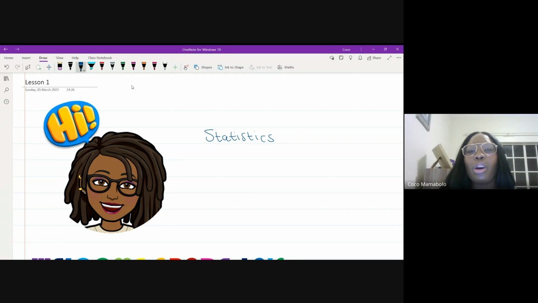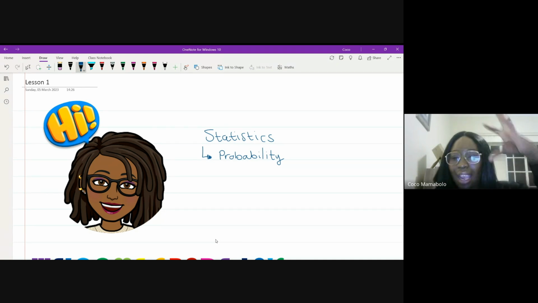Right? And we're going to be going, I don't want to say we're going around in a circle, but I'm going to try and explain as we're going how statistics actually ties together with probability. And these two things kind of work together. So once we're done doing statistics, we're going to do probability. Okay. Because they kind of work together.